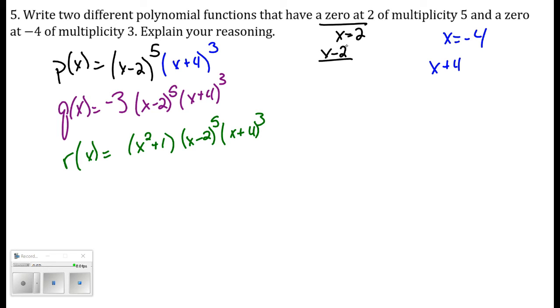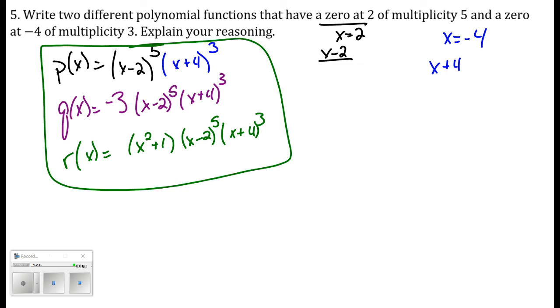Explain your reasoning. We just use the factor theorem. We use the factor theorem to say if x equals 2 is the zero, x minus 2 had to be the factor. So really any combination here works. The key thing is we have to remember, just because we have a function that has given zeros, there's not just one of them, there's infinitely many, because you can change the leading coefficient, or you could add in these irreducible quadratic terms that don't have any real solutions.